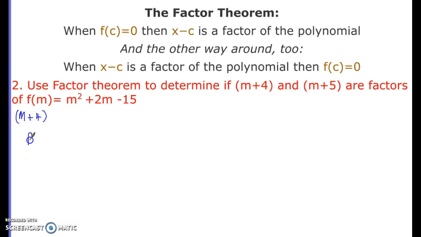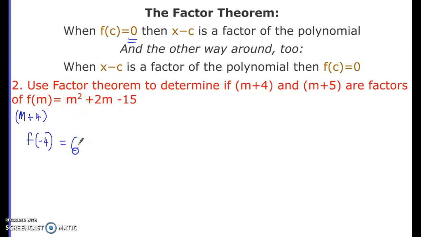Instead of m, I'm going to plug in, remember I have to use the opposite of positive 4, it's negative 4. So when I evaluate f for negative 4, I get the remainder. And if that remainder is 0, I can say that m plus 4 is a factor of this function. So let's see.